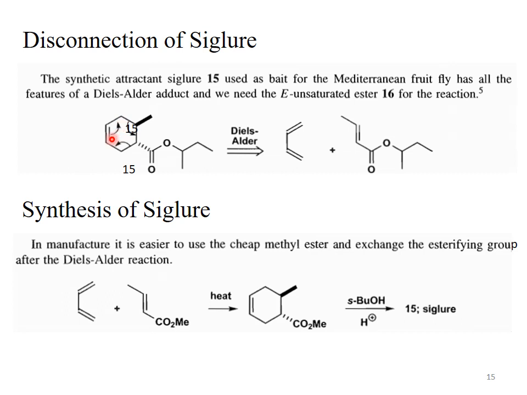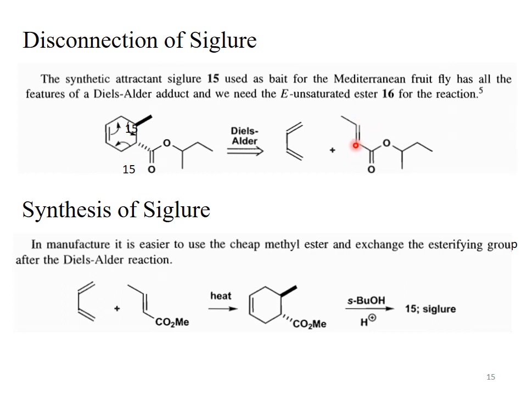secondary butyl ester. Instead of secondary butyl ester, when this diene is heated with this ester, this dienophile, then it gives us this type of adduct, the Diels-Alder product, trans configuration. The stereochemistry of the reactant is reproduced within the product. When this methyl ester is treated with secondary butanol in the presence of acid, then our target material, which is compound 15, Sigler, is formed. Sigler is a synthetic attractant compound which is used as a food to capture the fruit fly.